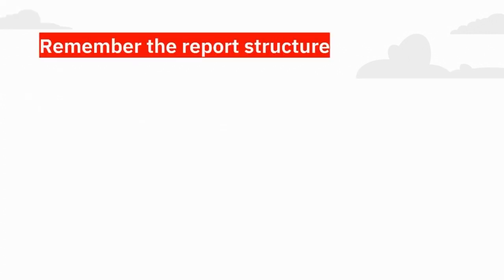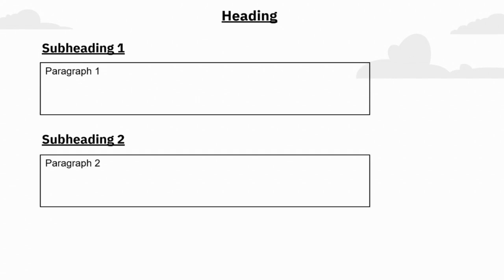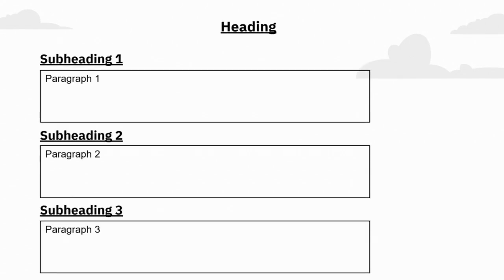Here is the report structure that you should follow while writing all reports. First of all, you need a heading. Then you need a subheading followed by a paragraph. You need a second subheading and a paragraph, and a third subheading and a paragraph. You can also write bullet points in any of your sections while writing a report, but make sure to only write these in one of your sections, as you will get marked down for writing them in more than one section or in all of your sections.